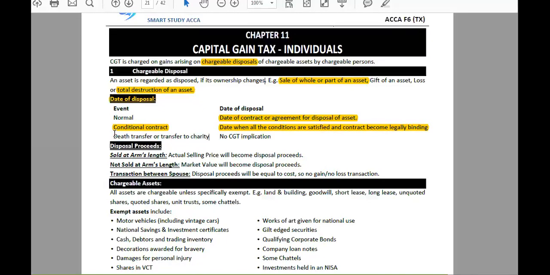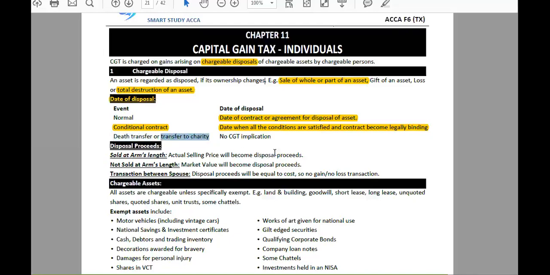tax. CGT is a lifetime tax. We will pay CGT on those transactions, on those transfers which we will make during our lifetime. So if an asset has transferred after the death of an individual, it is called death transfer, and CGT is just not applicable on death transfers or transfer to charity.